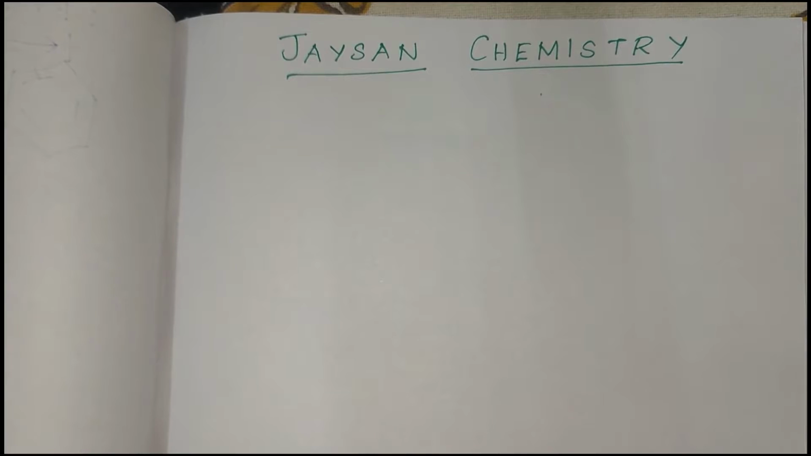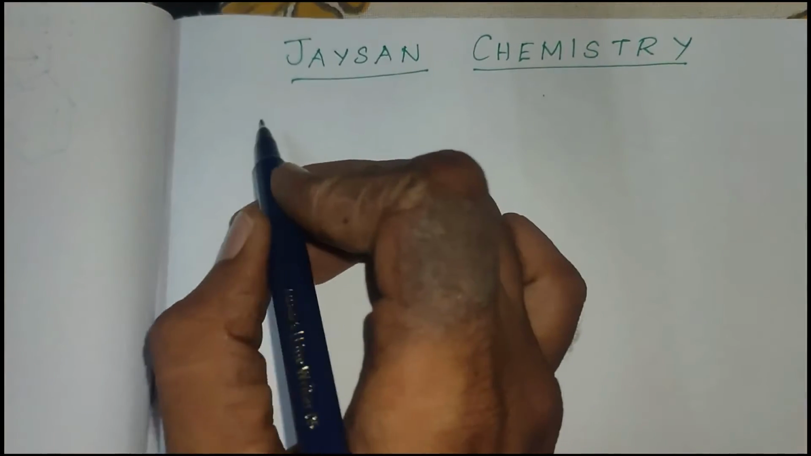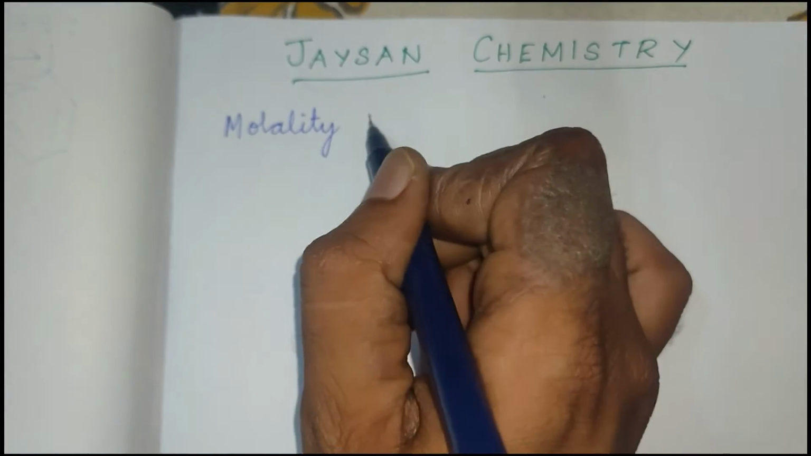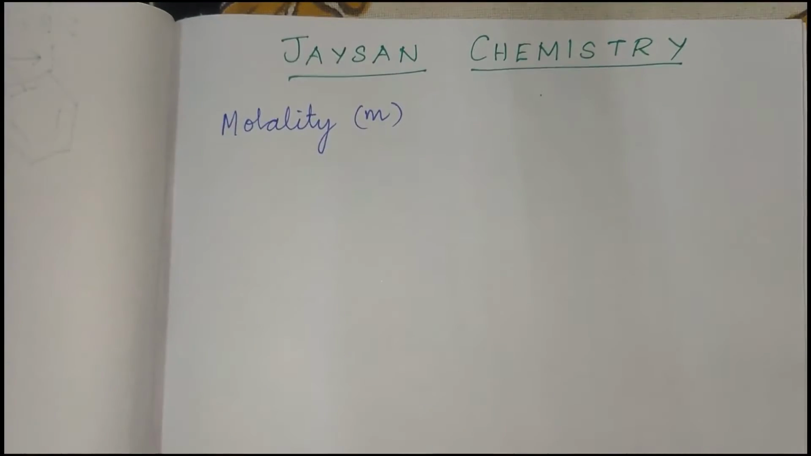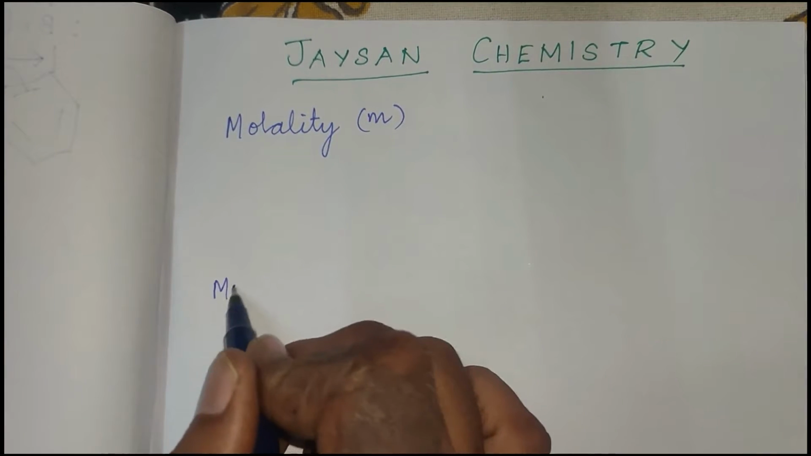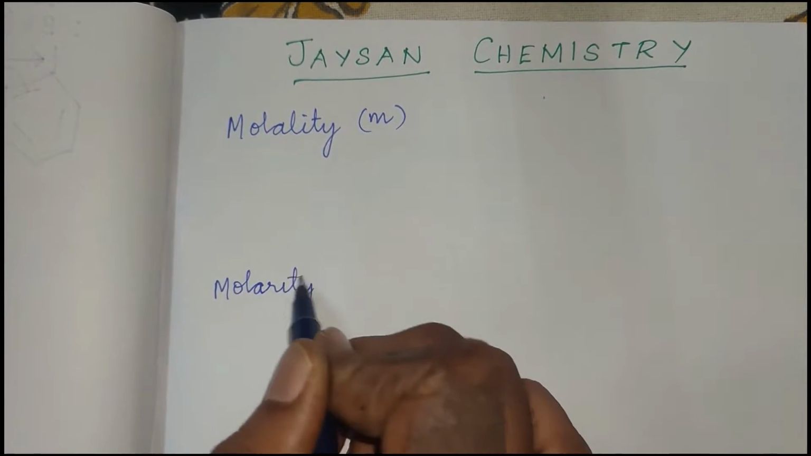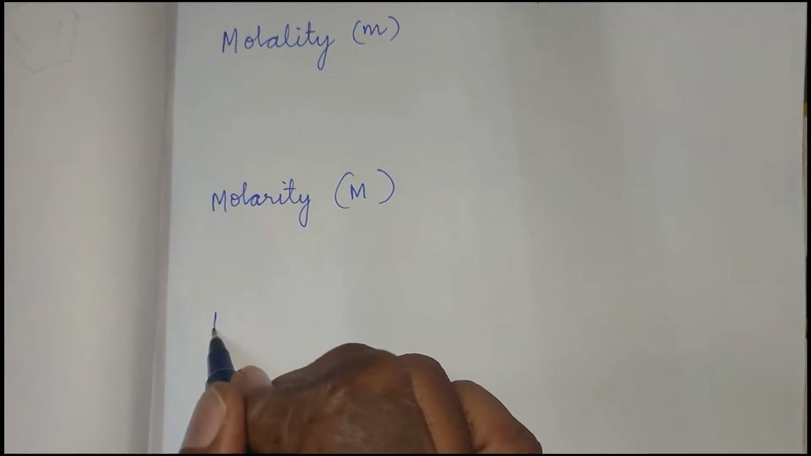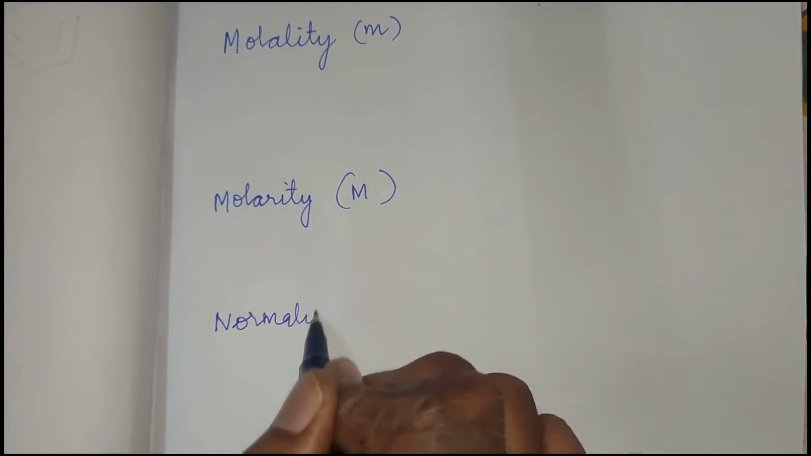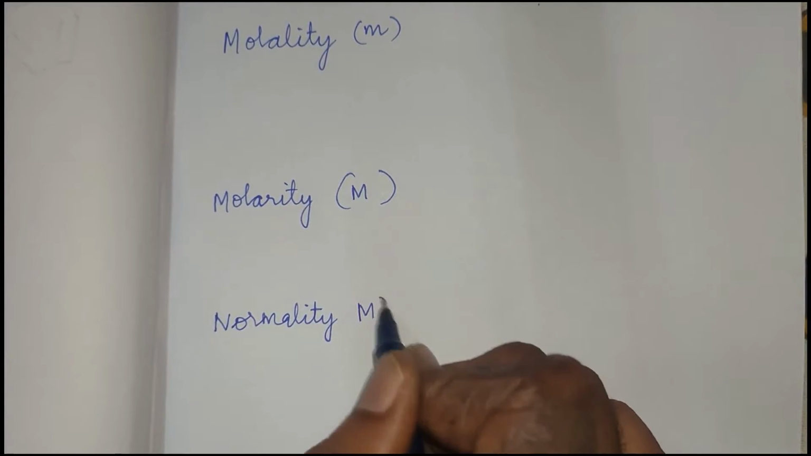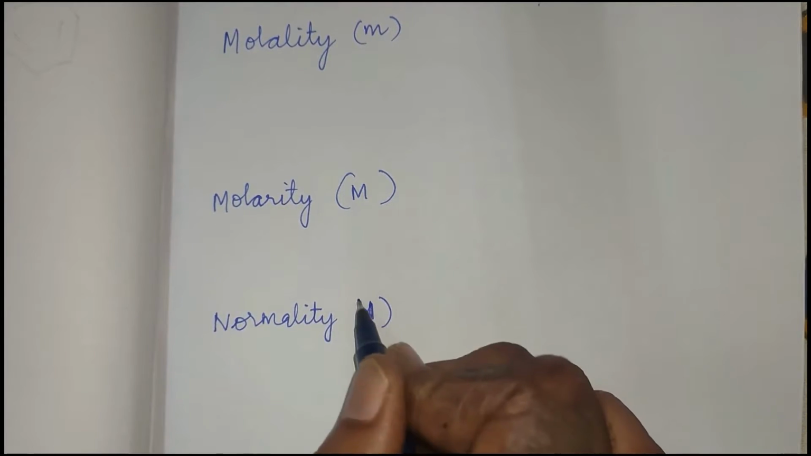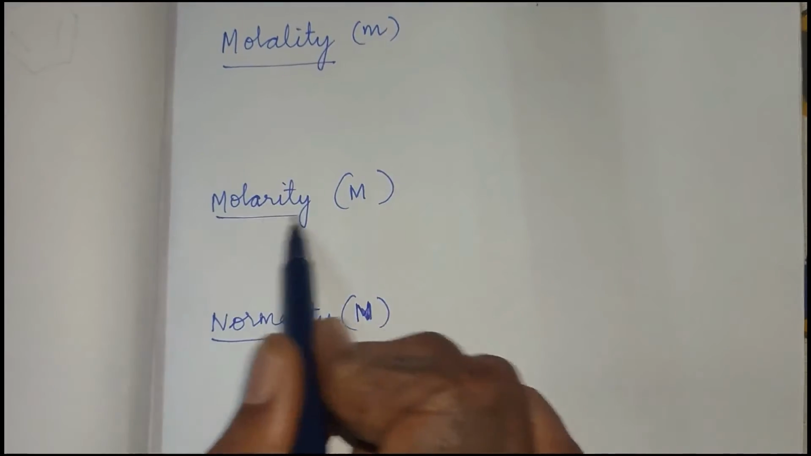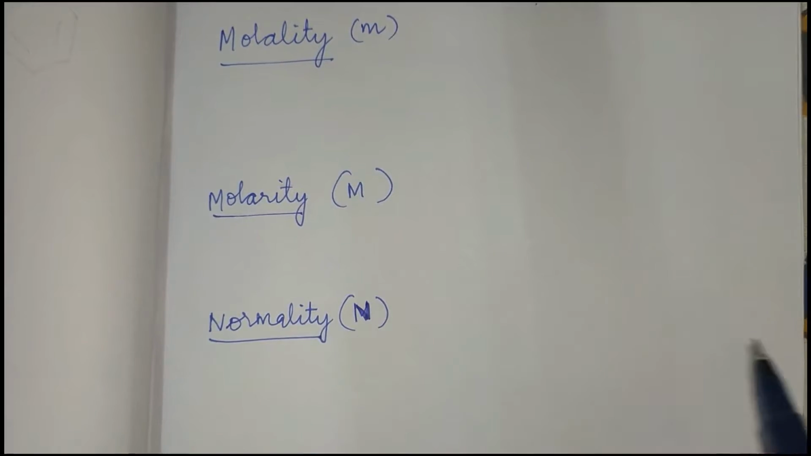The first one is going to be molality. Molality is denoted by small m, and the next one is going to be molarity. It's going to be capital M, and the third one is going to be normality. Now, what is the definition for these concentration terms? It is denoted by capital N. For molality, small m; molarity, capital M; for normality, capital N.